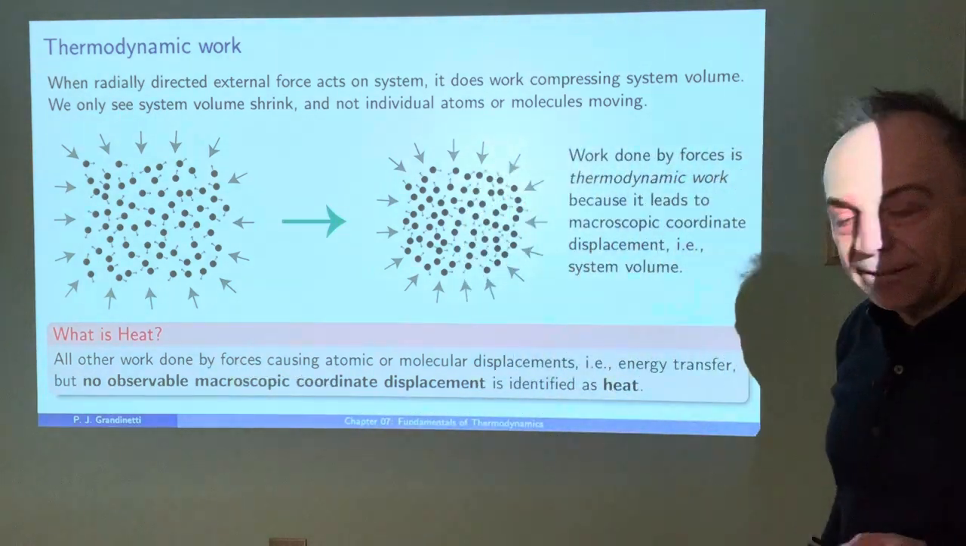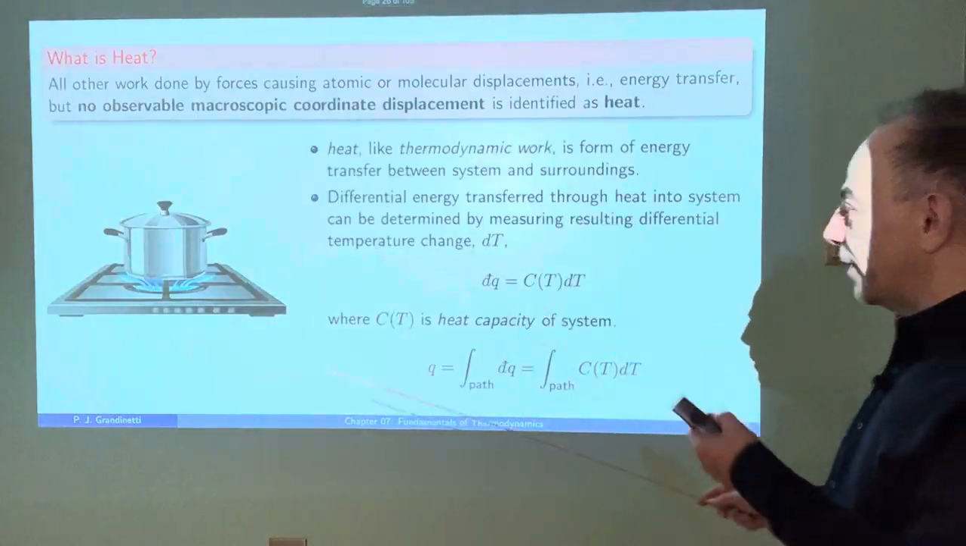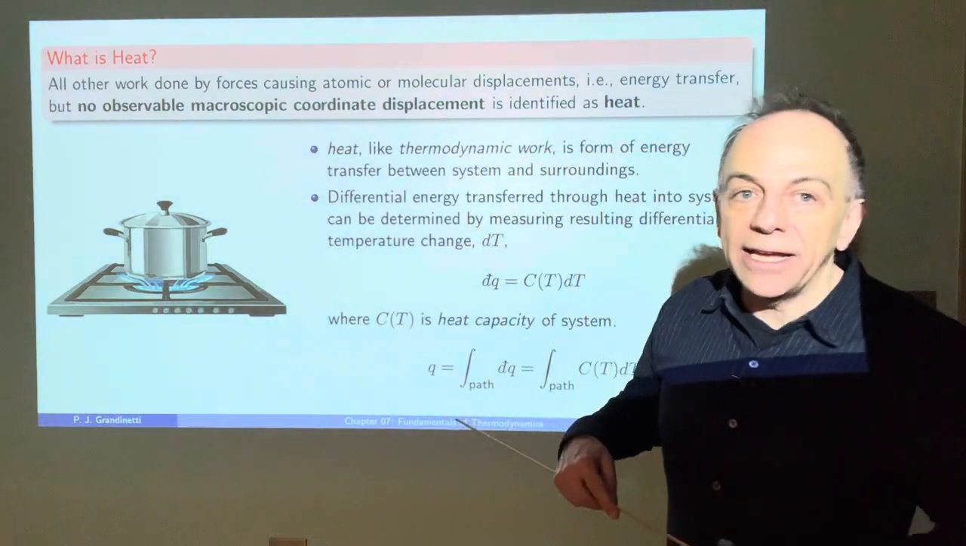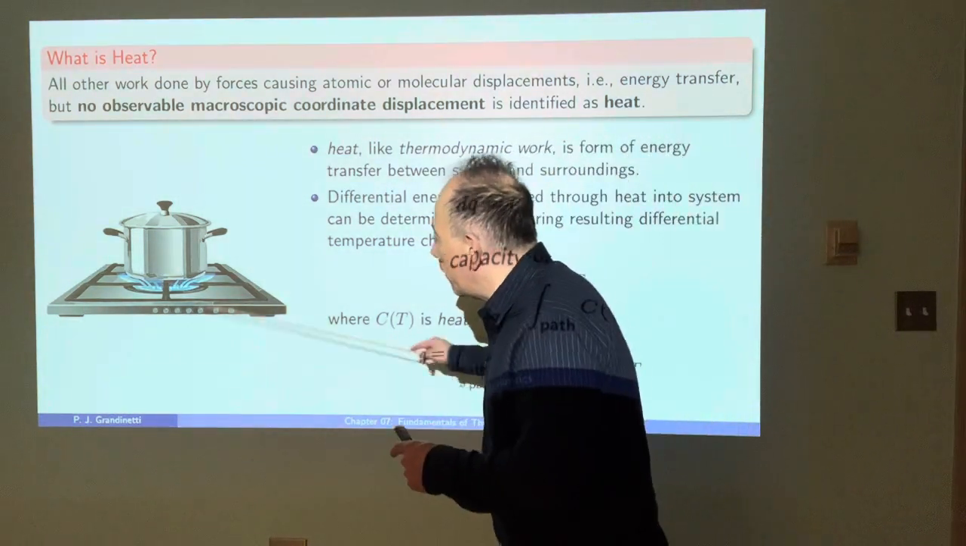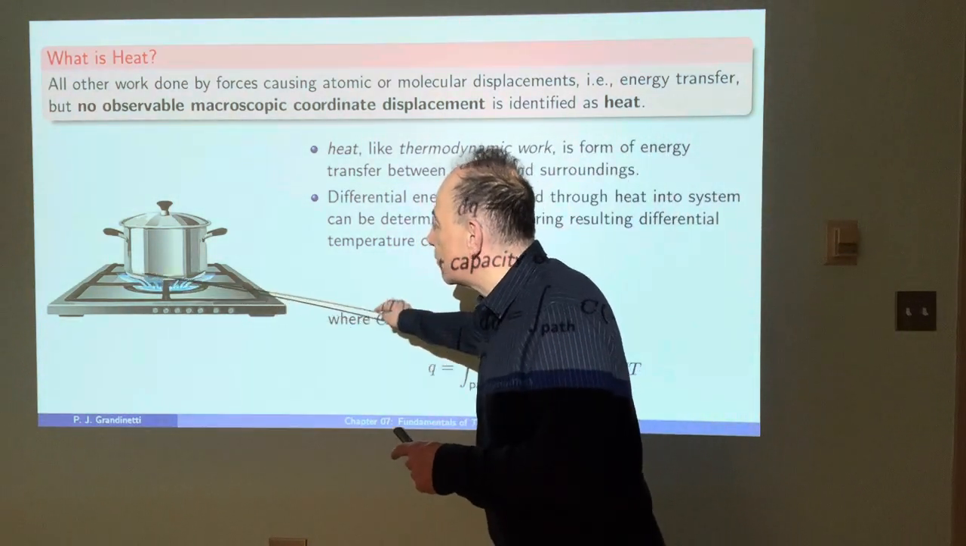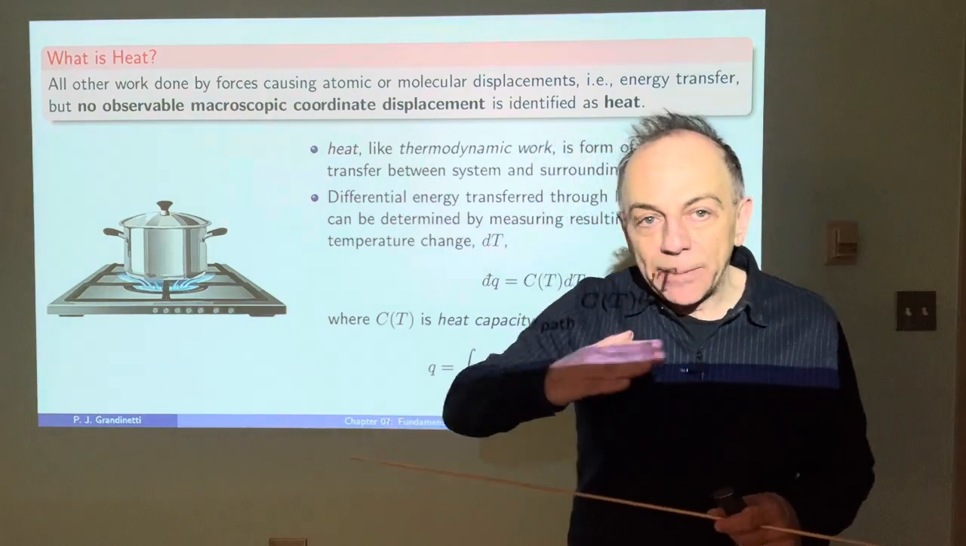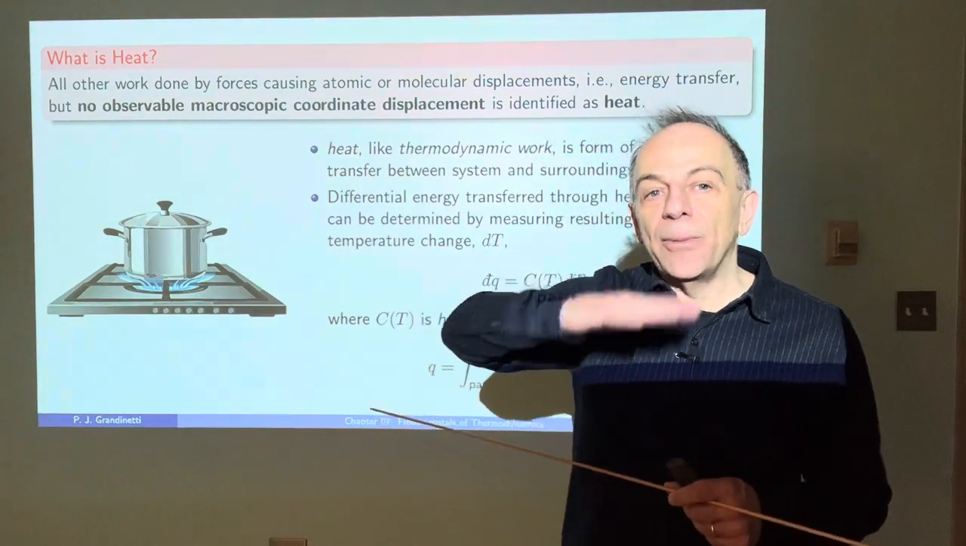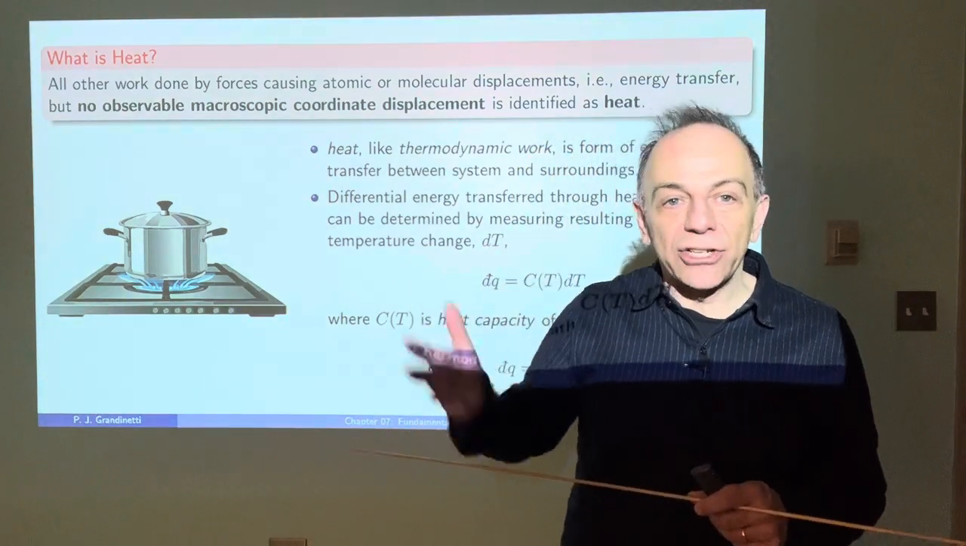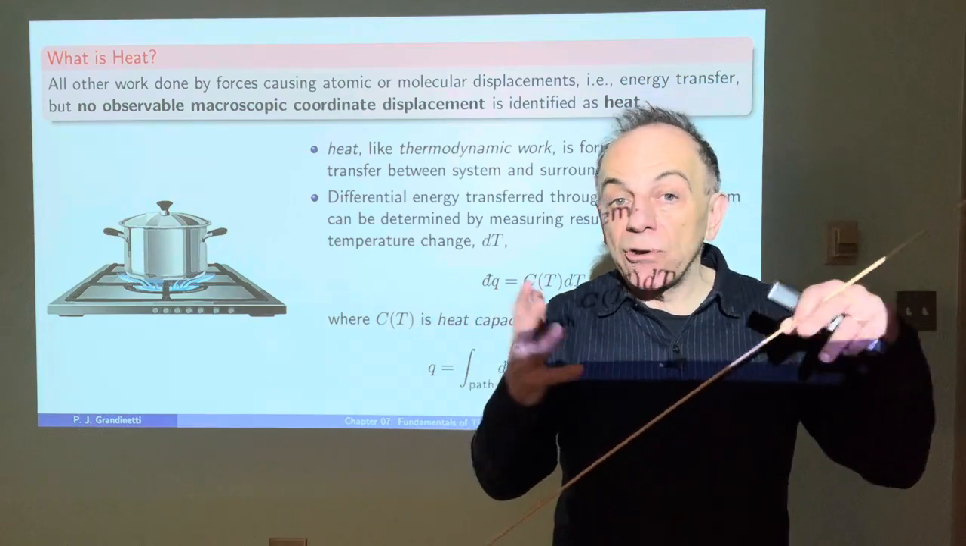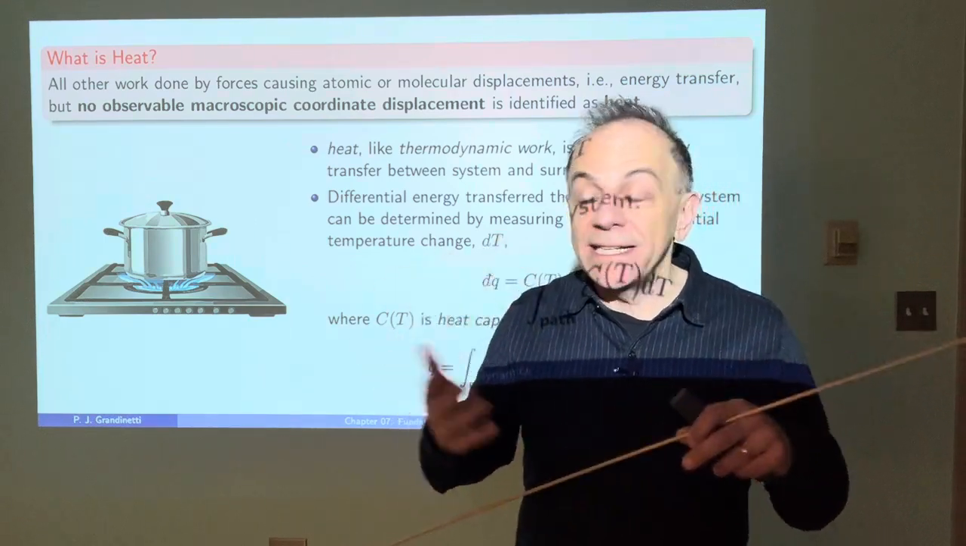And that mechanism where the forces cause microscopic displacements but no observable macroscopic displacement, that mechanism is what we call heat. Okay? So whenever we heat an object, the heat that's transferring across this boundary is essentially applying forces to the molecules inside our system, but they're not leading to any macroscopic displacement, but they are increasing the kinetic energy.